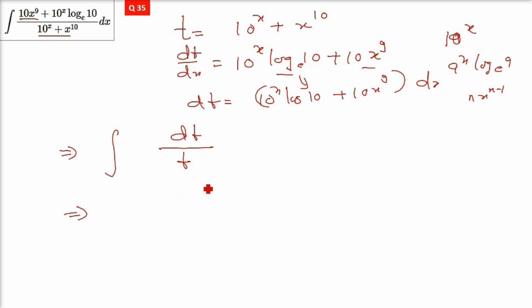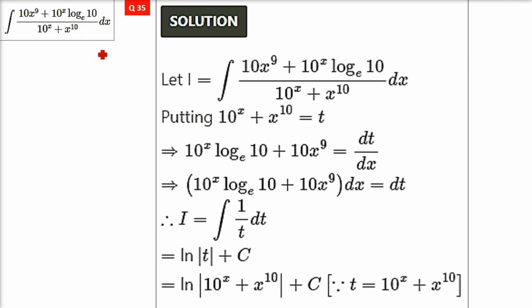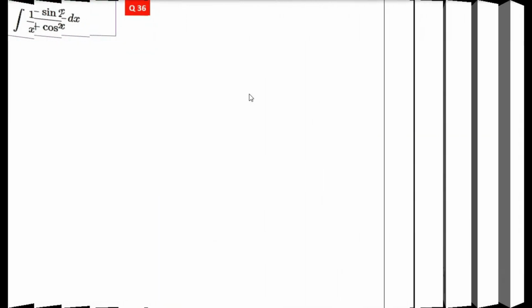I'm writing the direct result now. Don't skip that in-between step. So ln modulus of 10 raised x plus x raised 10, and just add the constant of integration. So this is how, at first glance you might feel how do we solve this, but if you do the practice, it's very easy for you.